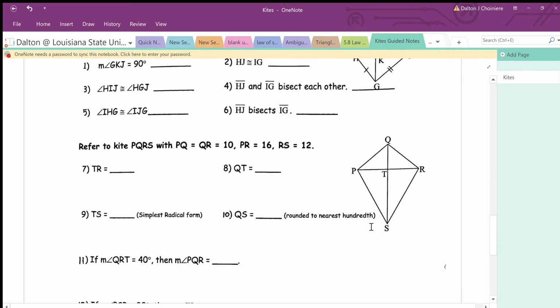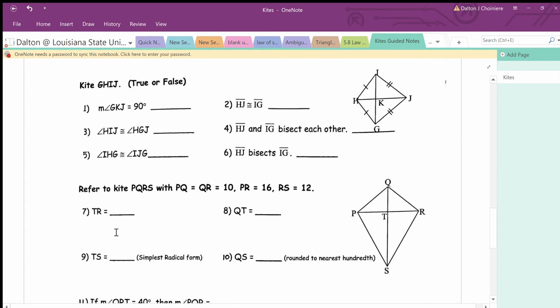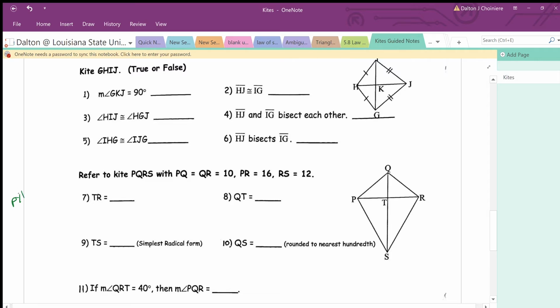For 7 through 10, I'm giving you side lengths. So if I'm giving you side lengths, your hint for 7 through 10, not for all of them, but for some of them, is going to be Pythagorean theorem. So if you want to write that as your hint for this group, Pythagorean theorem. That's what you're going to use for some of 7 through 10. Notice number 9 says simplest radical form, and number 10 says round it.